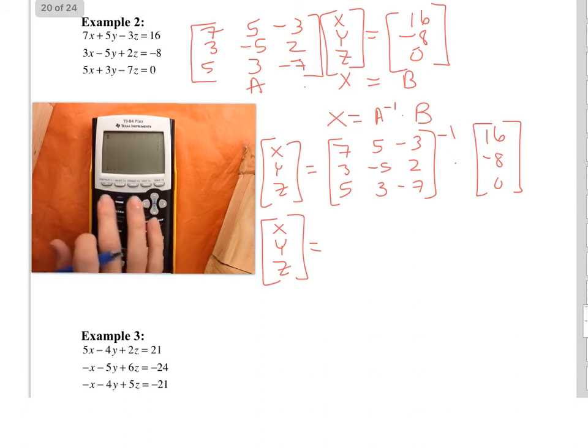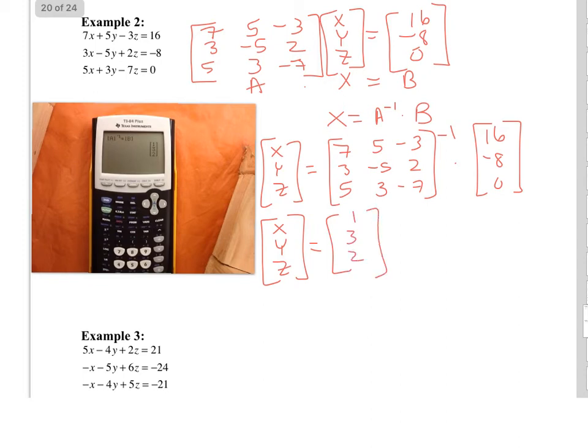Then quit. Back to your matrix menu, from the names list, choose A. Say you want the inverse of that, times, back into the matrix menu, choose option B, so that we can perform the operation A inverse times B, and see that X must be 1, Y must be 3, and Z must be 2. Okay, so we can see then our solution, 1, 3, 2. It's always a good idea to check it, plug them in, make sure they really work.